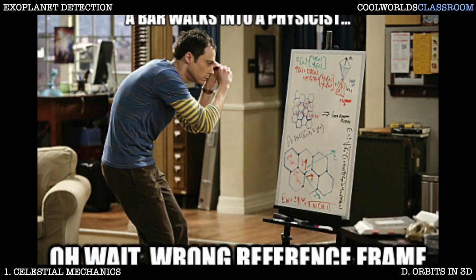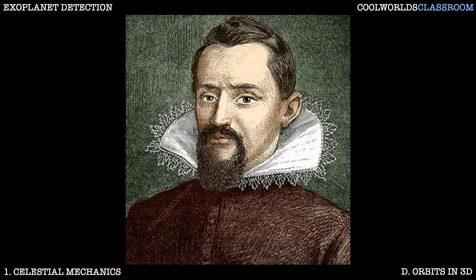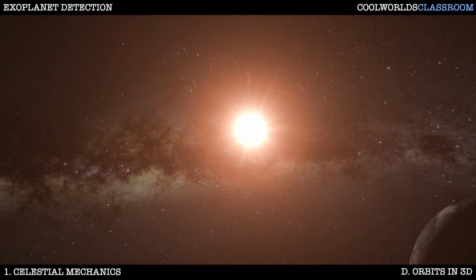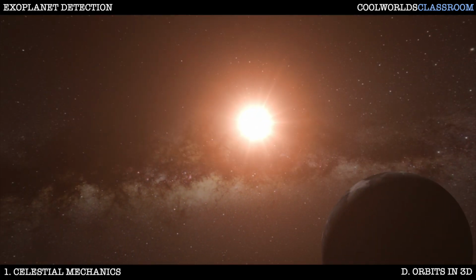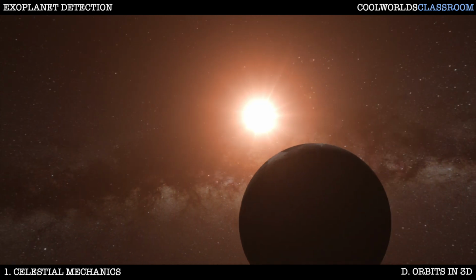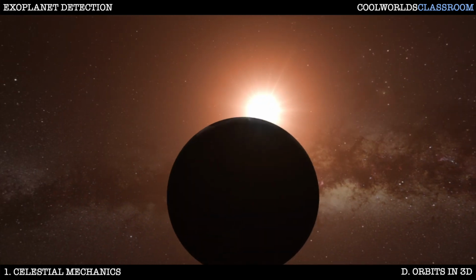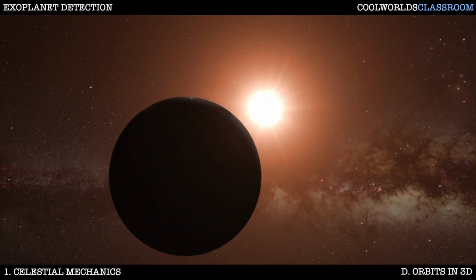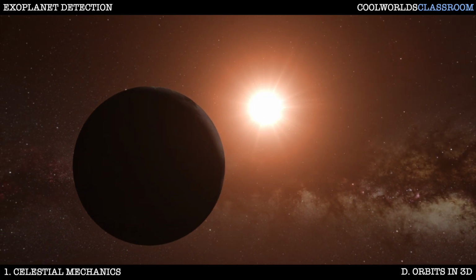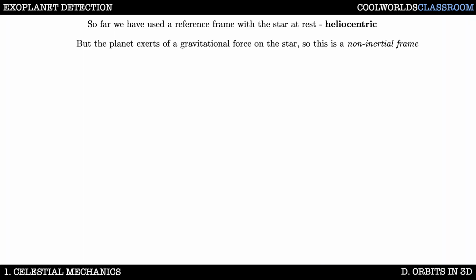We have basically got the 3D orbit now, but another geometrical point to consider here is the reference frame. As I said earlier, it made sense to Kepler to put the Sun at the origin, the center, a heliocentric frame of reference. Now we can use any reference frame we want, but not all frames are equal. Because the planet exerts a gravitational force on the star, then the star must be feeling an acceleration by F equals ma, and so we would call any such frame a non-inertial frame.